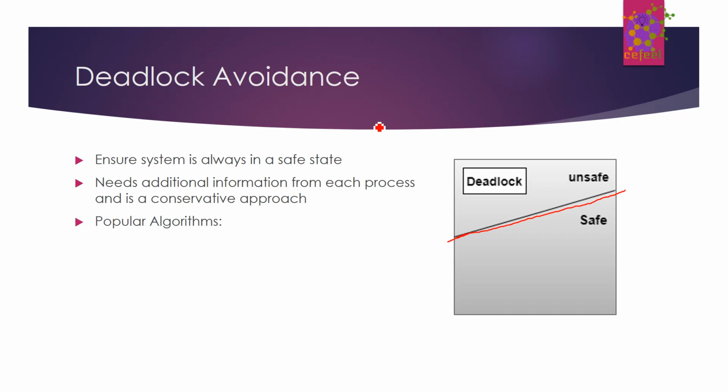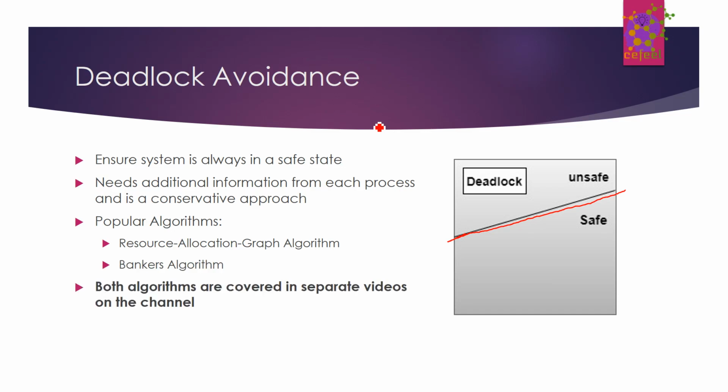There are popular algorithms which are used here to detect safe and unsafe states. The first one is the resource allocation algorithm, and the second is the banker's algorithm. Both of these algorithms are pretty important and involved, so they are covered as separate videos on the channel. I would recommend you go through them. These are very important deadlock avoidance algorithms.